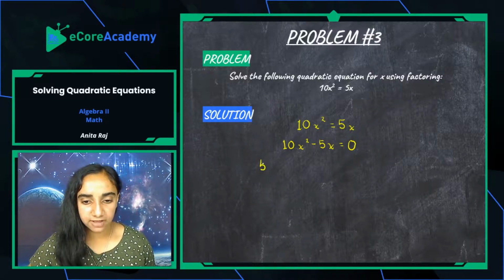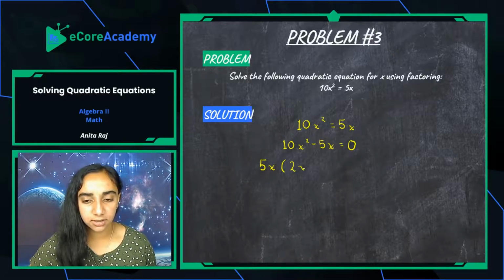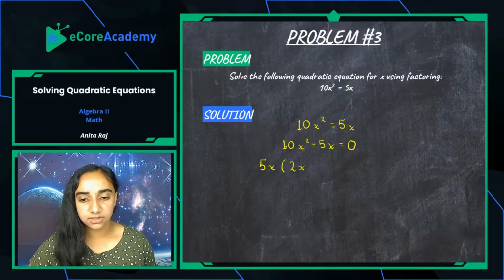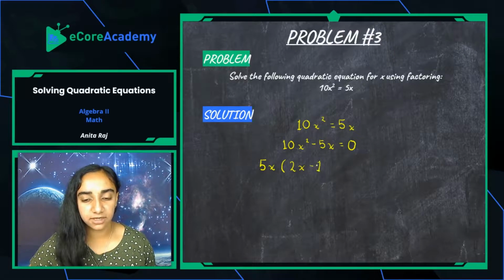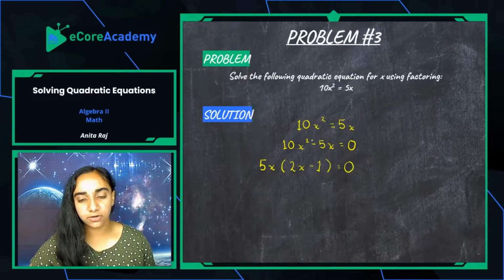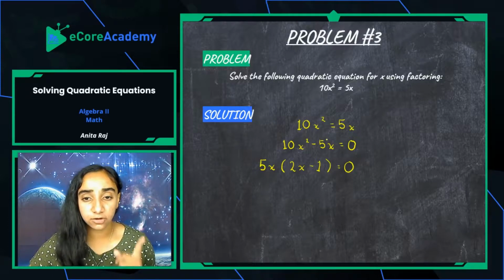So if we factor 5x out, if we call this our GCF, we get 10x squared divided by 5x is 2x, because 5 times 2 is 10, x times x is x squared, and negative 5x divided by 5x is just negative 1, because 5x divided by 5x is just 1, and because there's a negative sign, it's negative 1. And this would be equal to 0. So you can see that if we have an x squared term and we have an x term, you can always factor the x out.